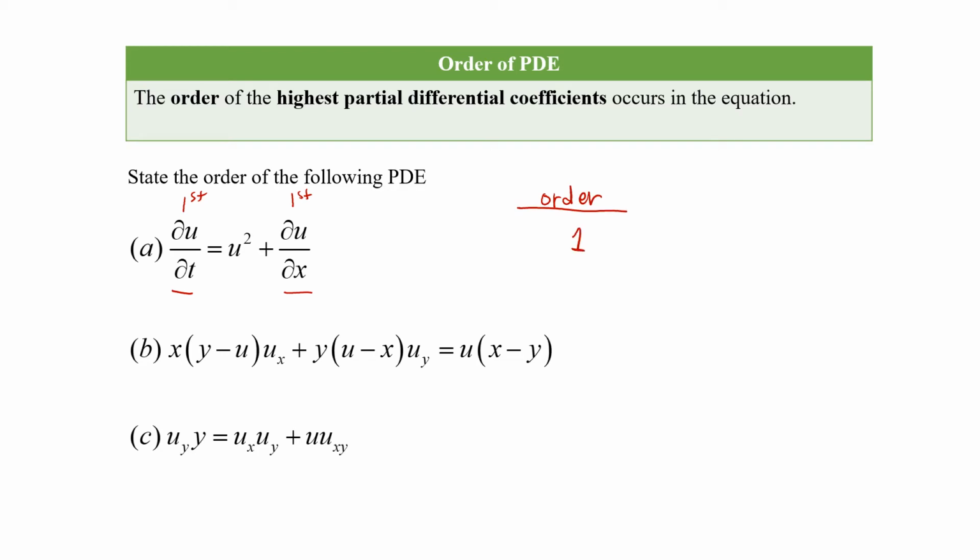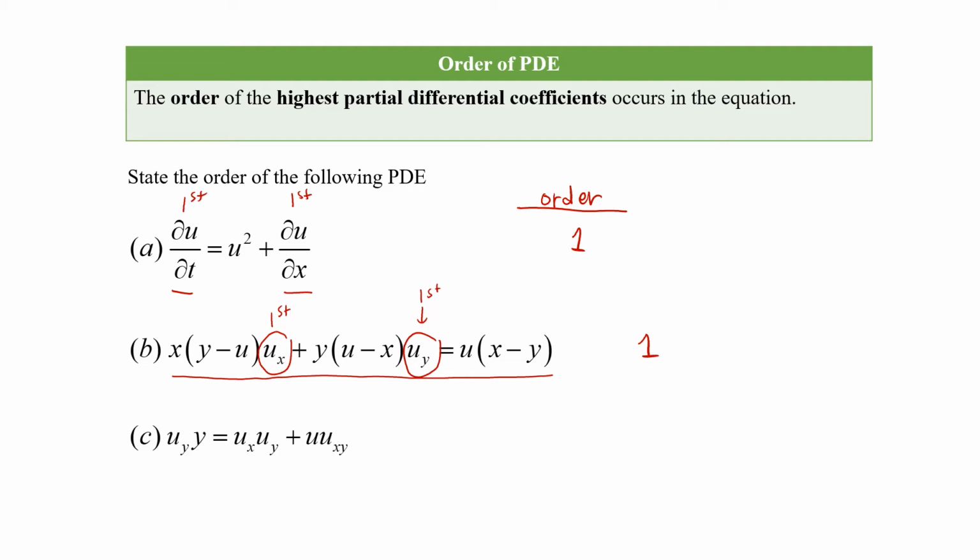Okay, the next example is given this equation. So we have two partial derivatives, which are ux and uy. These are first order partial differential coefficients. So the highest order of the equation is 1.